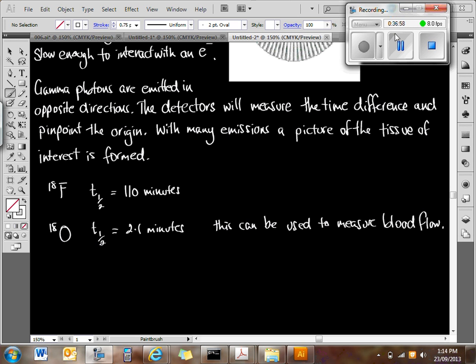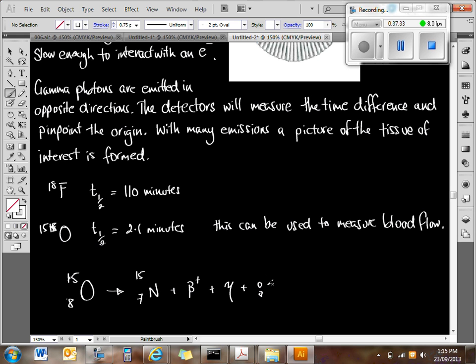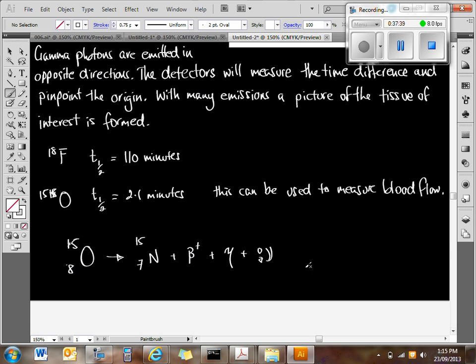Just the last bit here, please. Here's a typical decay that we might see by beta plus decay. I said oxygen 18, this is oxygen 15, not oxygen 18, sorry. Oxygen 15 decays by beta plus decay to nitrogen 15, plus a beta plus, a gamma ray photon, plus a neutrino. And fluorine 18.